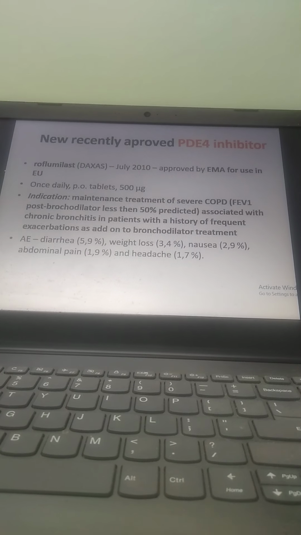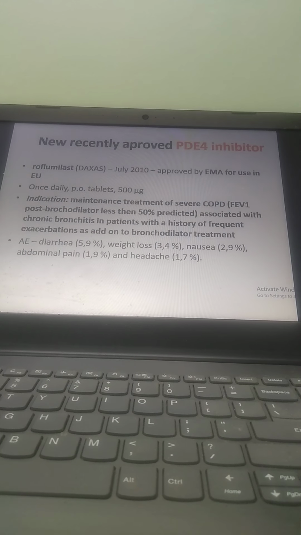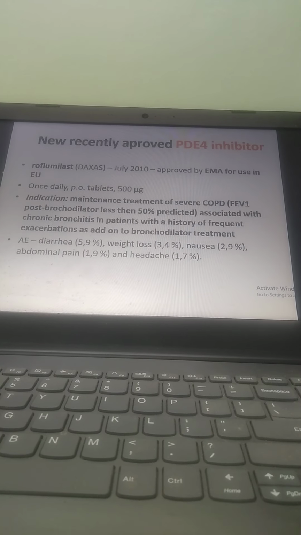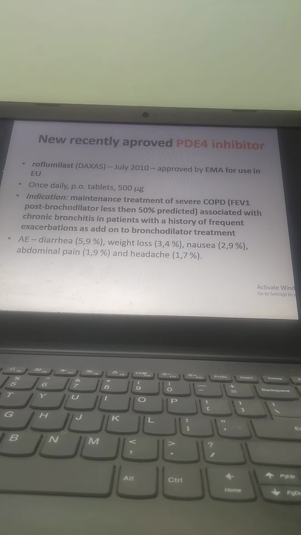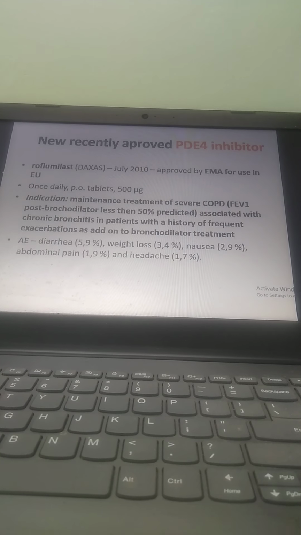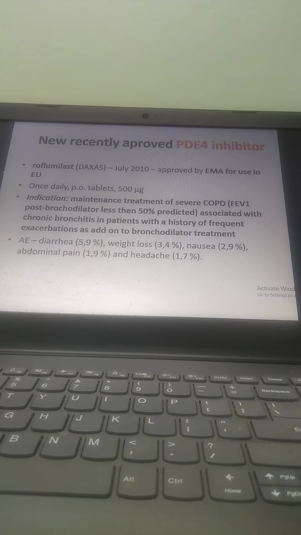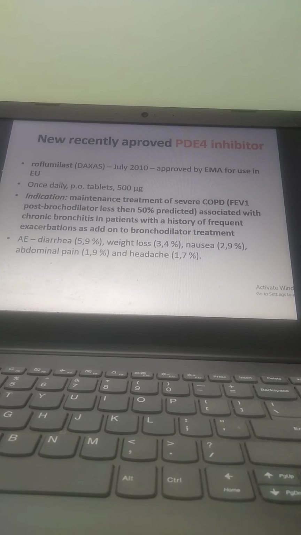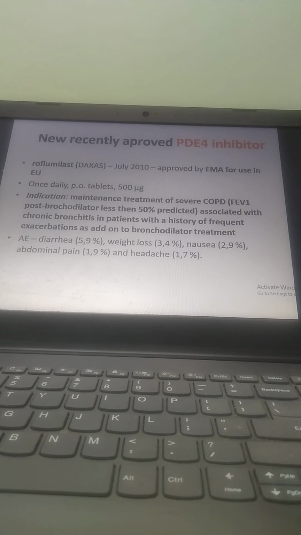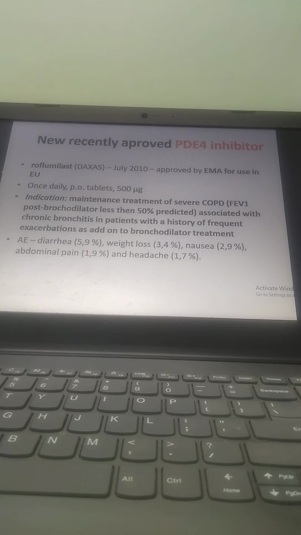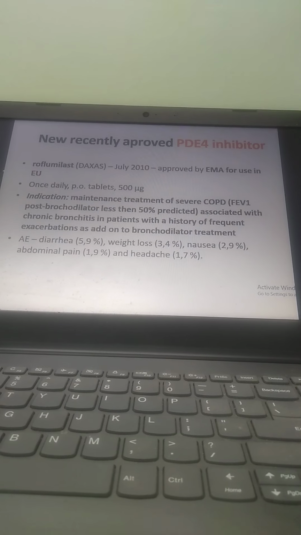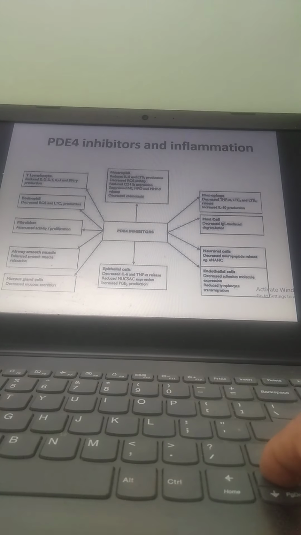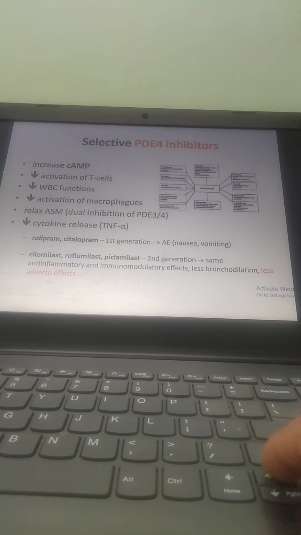Newly, recently approved PDE4 inhibitor roflumilast, in July 2010, approved by EMA for use in Europe. Once daily, the indication is maintenance treatment of severe COPD, FEV1 post bronchodilator, and adverse effects are diarrhea, weight loss, nausea. So these are all the newer PDE4 inhibitors, like we have mentioned in this slide.